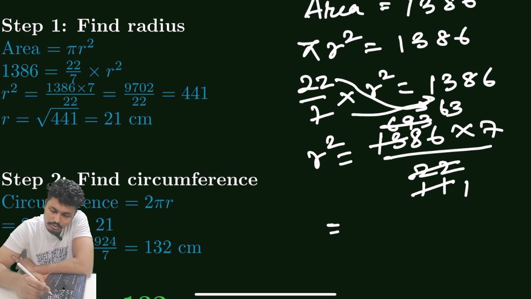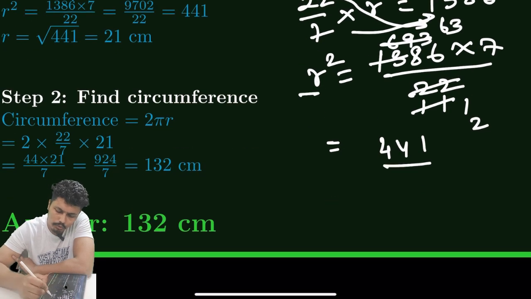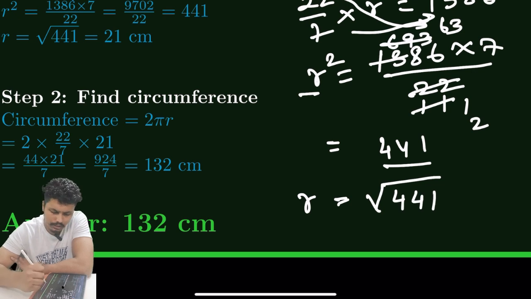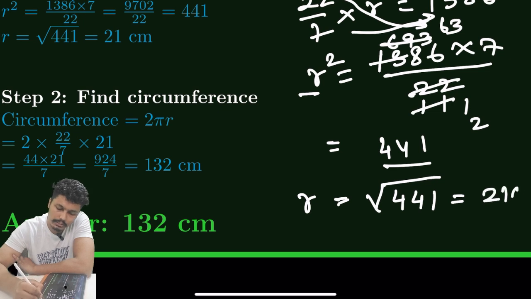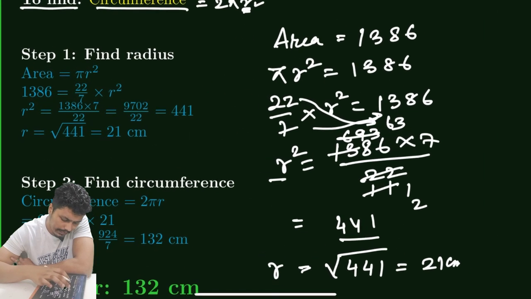Now 63 into 7: 7 3s are 21, 7 6s are 42, 43, 44, 441. So r square is 441. r will be equal to the square root of 441. So the square root of 441 will be 21 centimeter. So I can find out the radius.